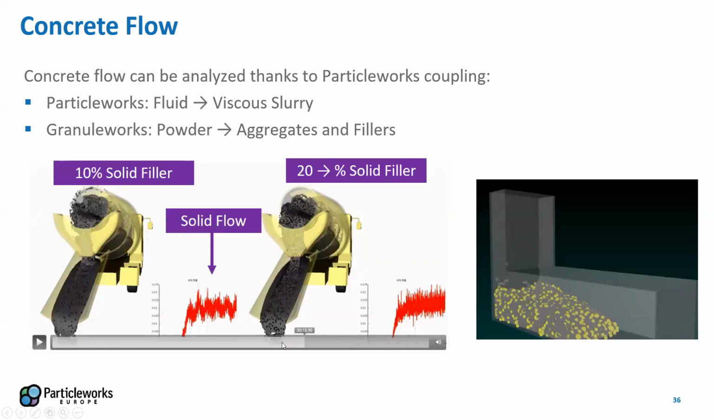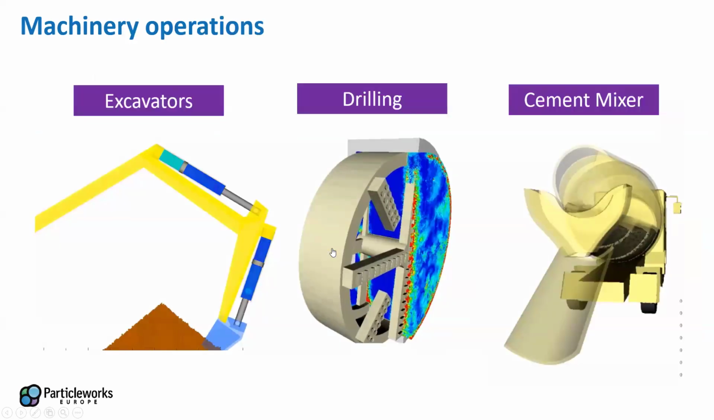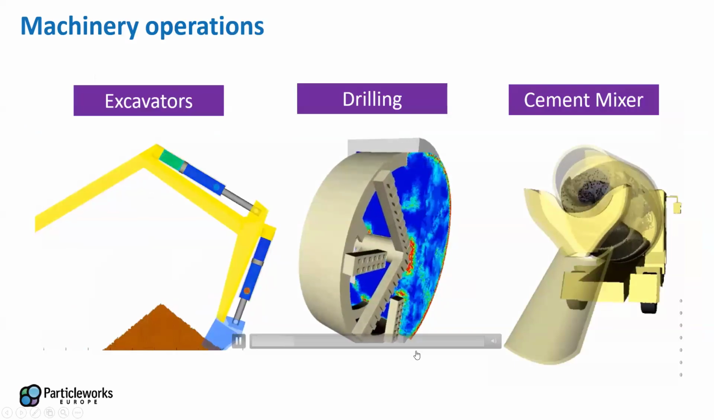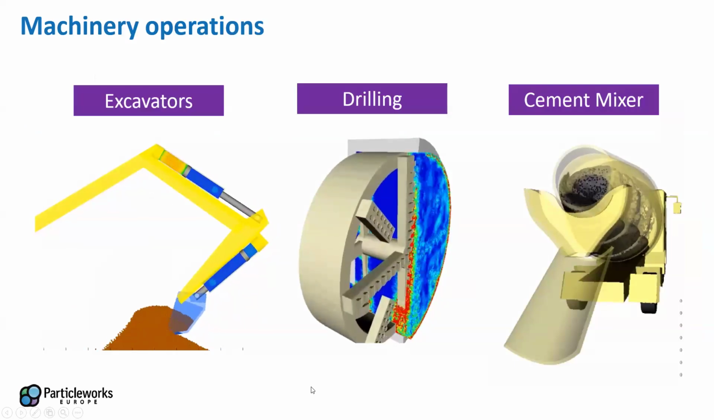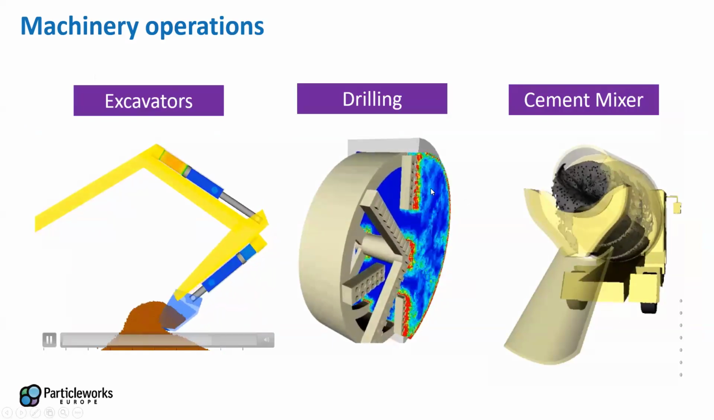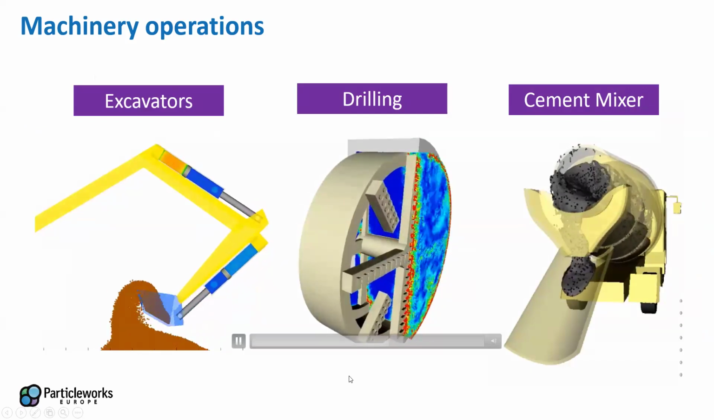So you can see here that having more powders will slow down the flow in some cases. Here again, a couple more examples of industrial systems that are analyzed where powders, like in drilling or again mixing, are present.